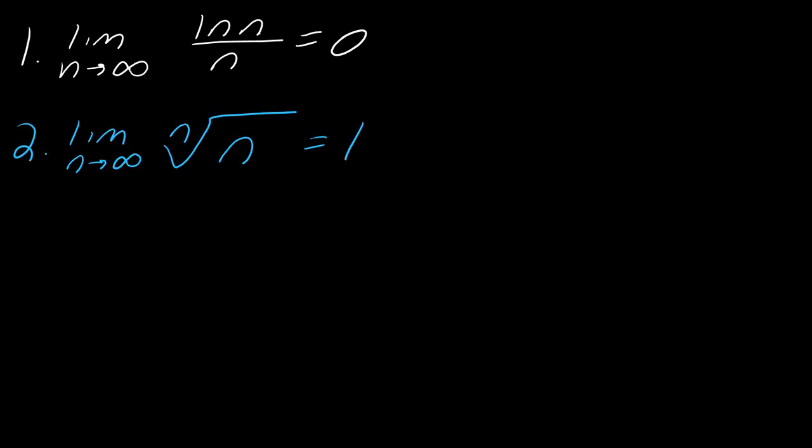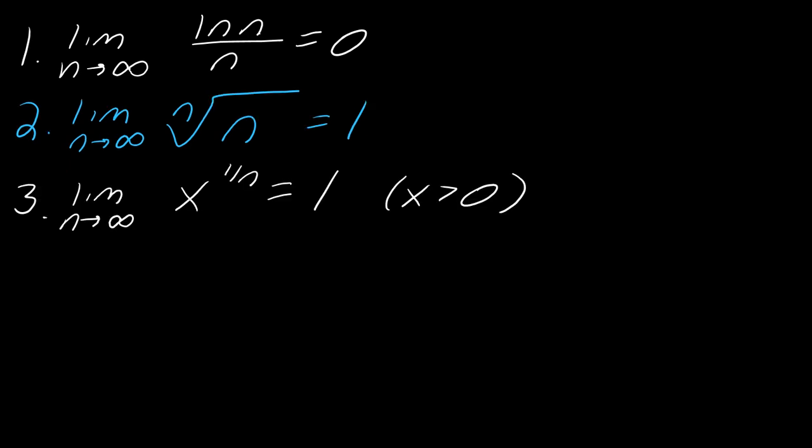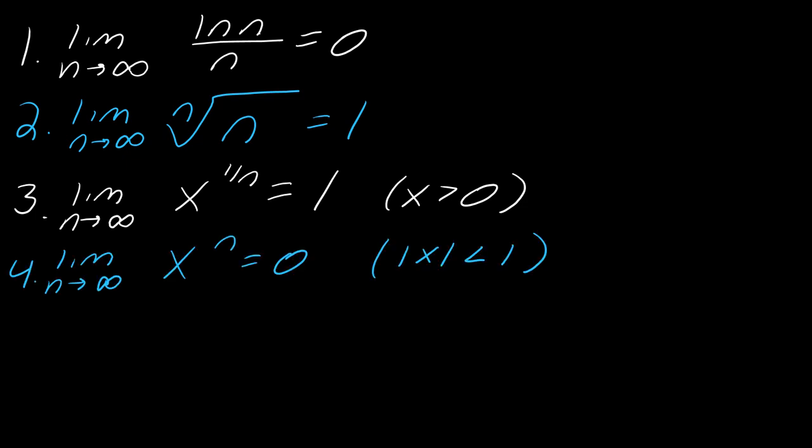The next one is the limit as n approaches infinity of the nth root of n equals 1. The limit as n approaches infinity of x to the 1 over n equals 1. And this is for any value of x. So x is a number that you'll plug in. So x can be any number greater than 0 for this one.